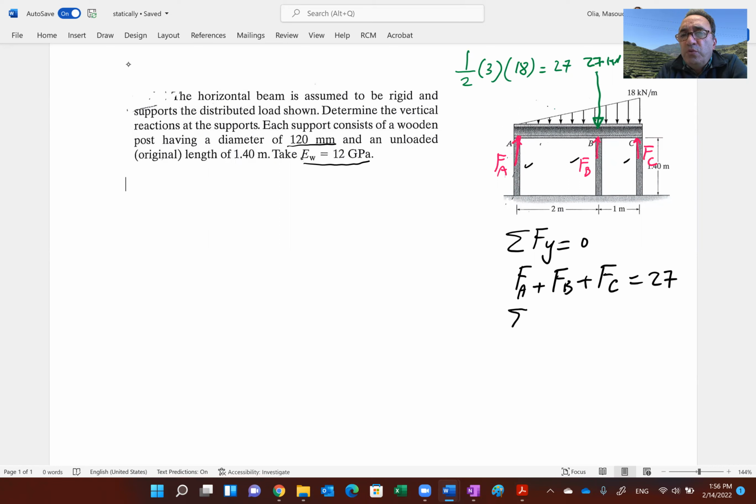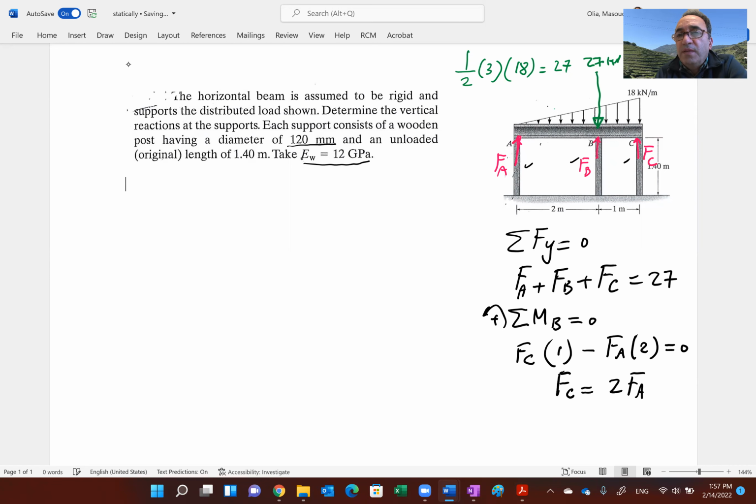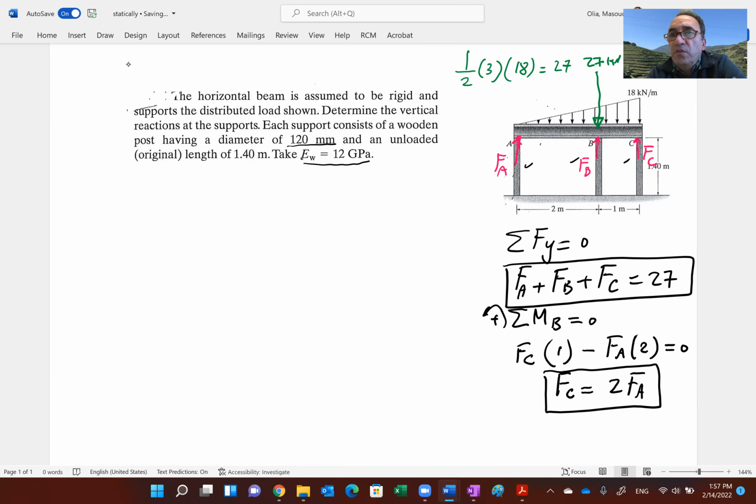A good point to take moment, by the way, would be point B, because you see how that 27 and FB are there. If we do that, we notice that F sub C times 1 meter minus F sub A times 2 meters is going to be equal to 0. And this is actually a very useful equation. It says F sub C must be equal to 2 F sub A. So here's one equation, and here's the equation that I got from balancing the loads. So I need one extra equation.